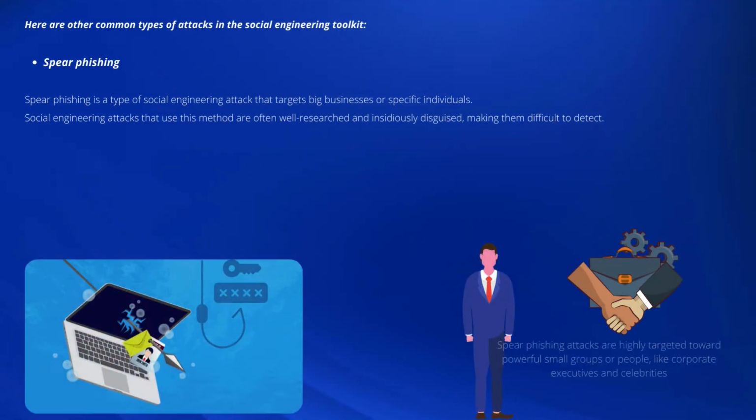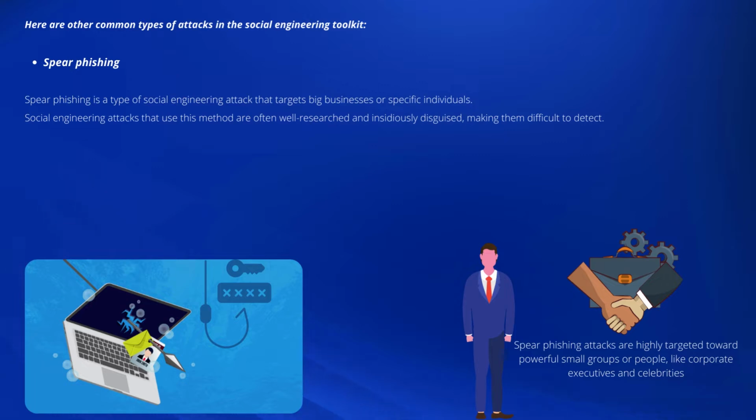Spear phishing is a type of social engineering attack that targets big businesses or specific individuals. Spear phishing attacks are highly targeted toward powerful small groups or people like corporate executives and celebrities. Social engineering attacks that use this method are often well researched and insidiously disguised, making them difficult to detect.